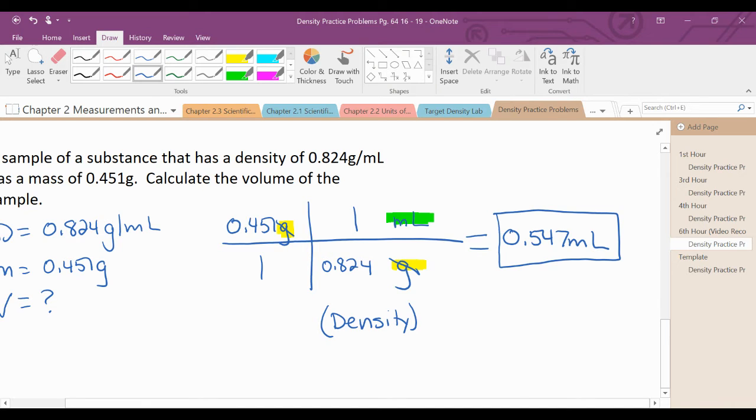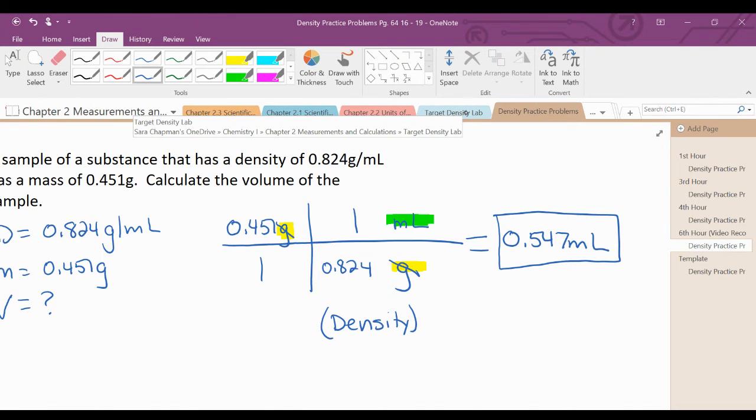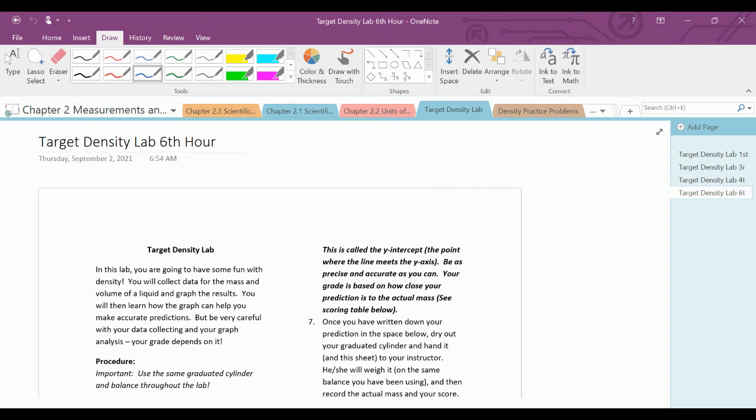You could just pause the video for a moment and hand out the target density labs. I'm going to go over your scores on the target density labs. So hand those back. And those of you who have not done the target density lab, you can go out in the hall for a moment while I discuss the grades on these.